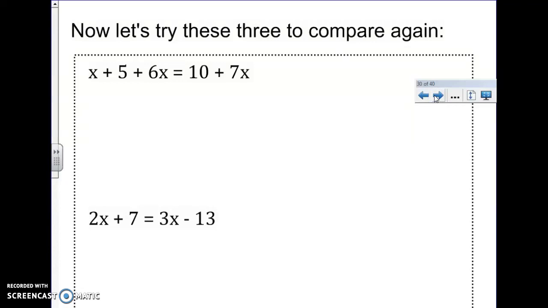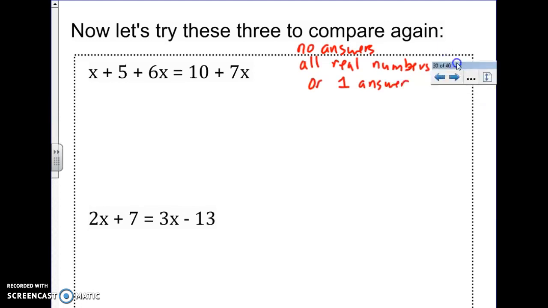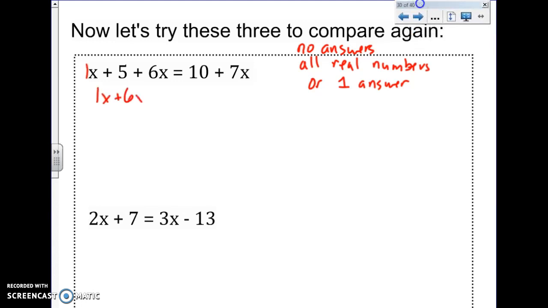All right, so I'm going to pick up the pace with the other 3 examples I have for you. They're all very similar in that we're trying to solve for x. And you might find that we have no answers, all real numbers, or 1 answer, like we've been doing. So let's find out. The first one, I have 1x plus 6x plus 5 equals 10 plus 7x.